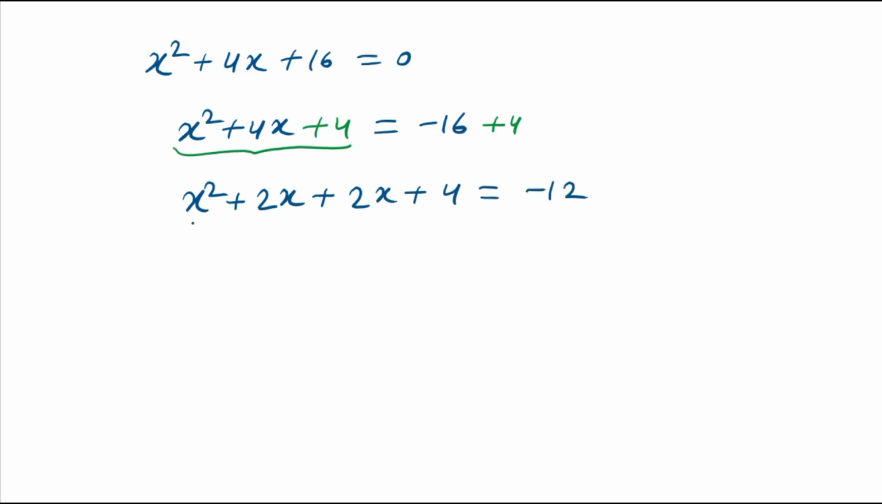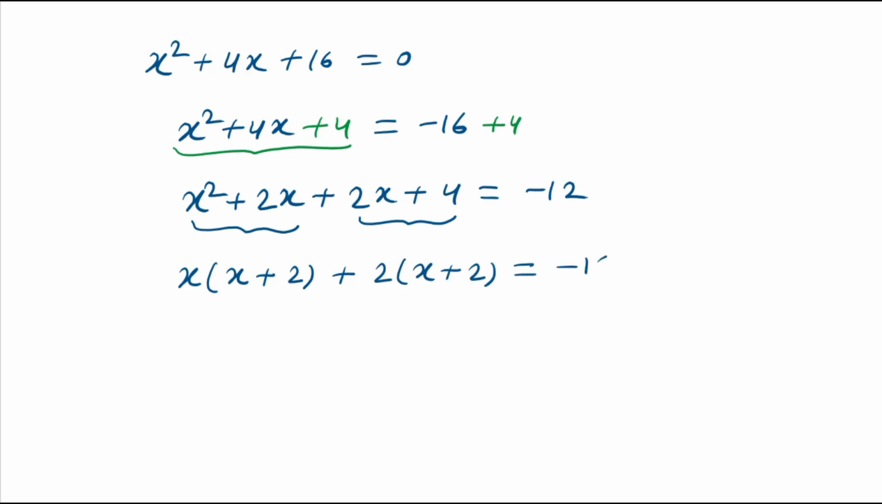Now look carefully at the first two terms and then the last two terms. If we take common x in the first two terms, then you will get x plus 2, and here if we take common 2, then 2x divided by 2 gives x, and 4 divided by 2 gives 2, and this is equals to minus 12. Here x plus 2 is common.